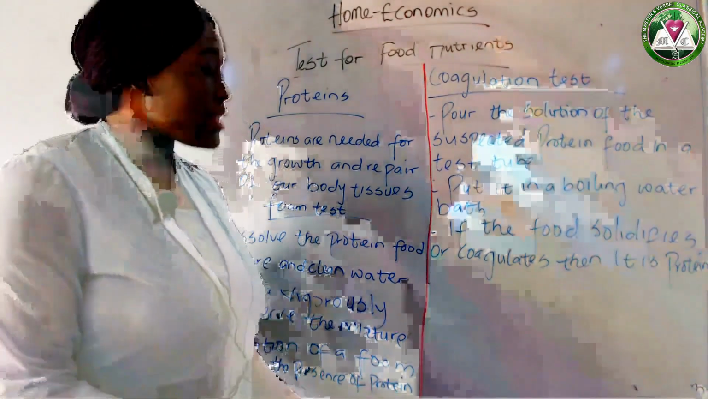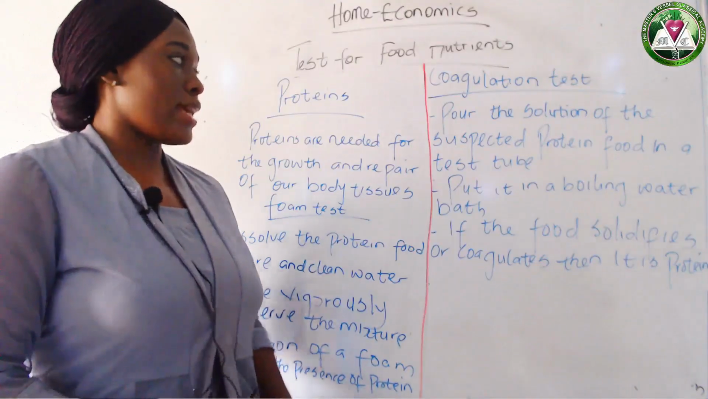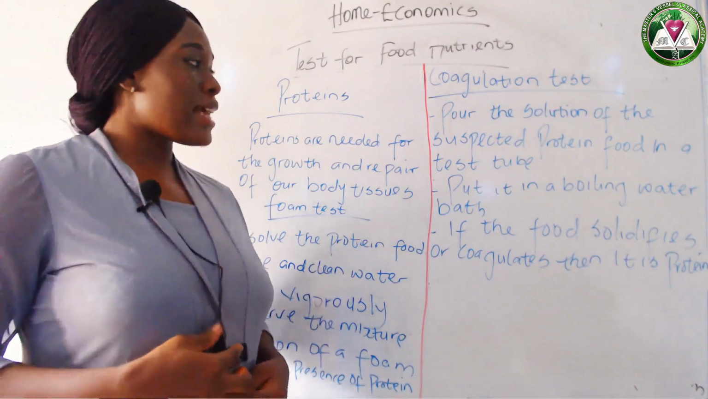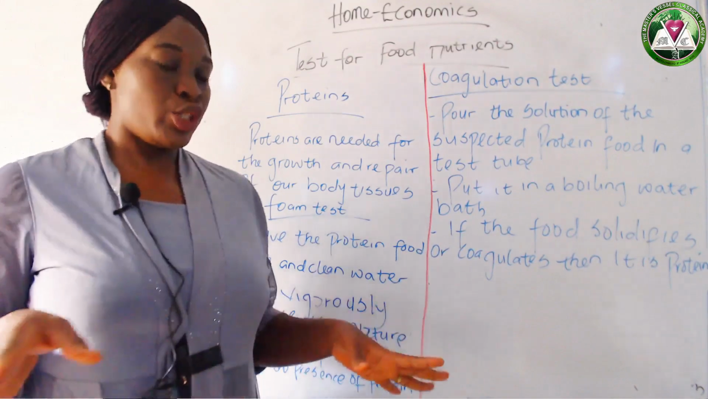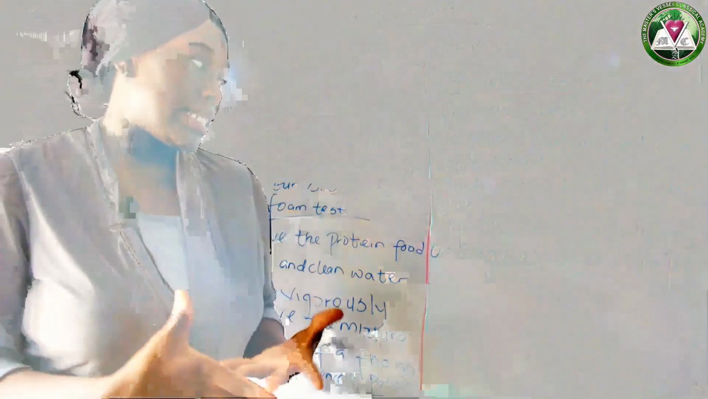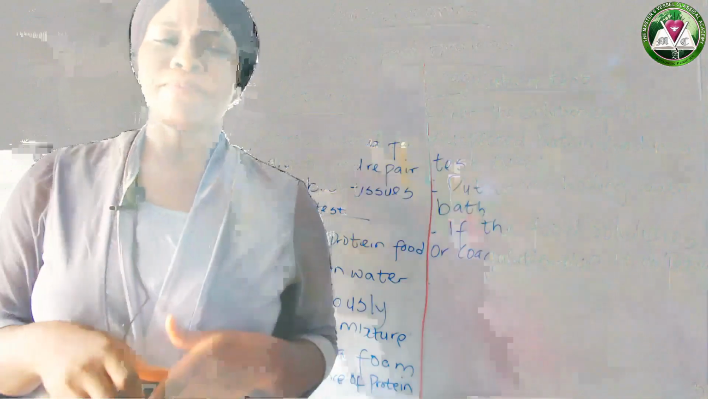The coagulation test. How will you carry out this test? Let's say pour the solution of the suspected protein food in a test tube. Put it in a boiling water bath. If the food solidifies or coagulates, then it is protein.